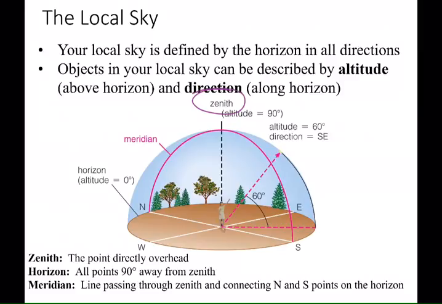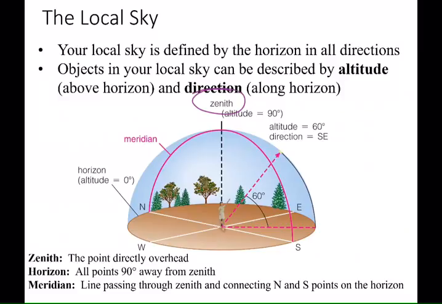180, very good. And then if I go instead of south, this is west. I've gone another 90. What's 180 plus 90? 270, very good. So this would be 270, due west. Then I come around here, 360 or 0 again, basically.